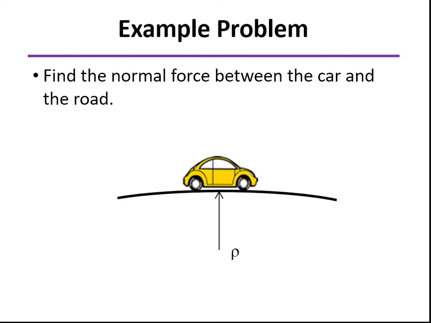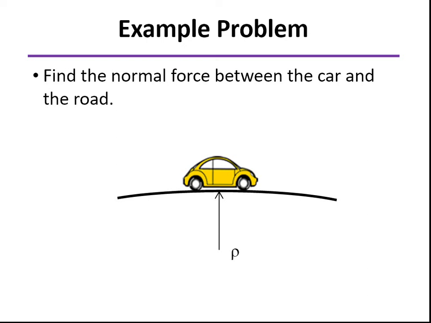So in this case, this car is going over the crest of a hill, and we want to find the normal force between the car and the road. Now, you know from experience that as you go over a hill like this, if you go fast enough, you could actually make the car leave the road. So you expect the normal force to be less than the weight of the car.